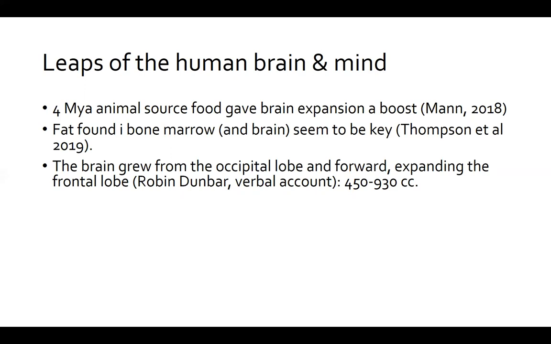So what happened was that the brain grew from the back of the head, the occipital lobe, and forward. So the expansion is mainly in the front. That's where everything is happening. And it doubled in size from 4 million years ago to approximately 2.8 million years ago. So within one to 1.5 million years, the brain size doubled. That's a fantastic expansion.